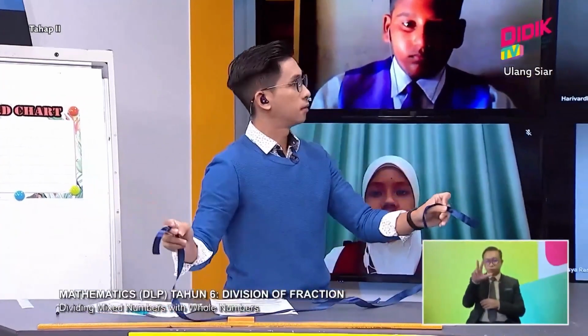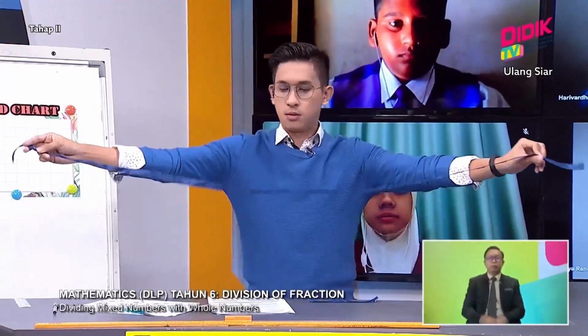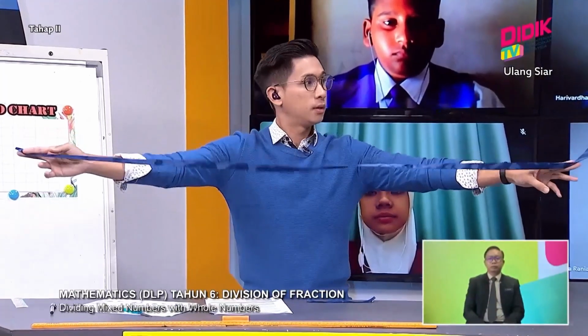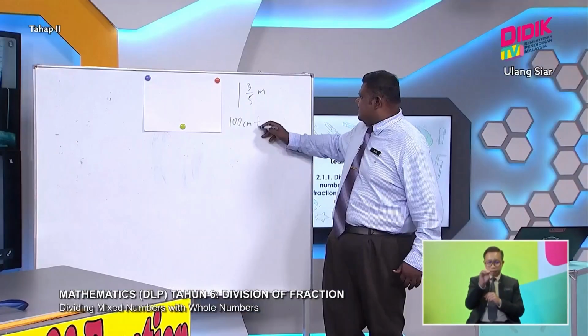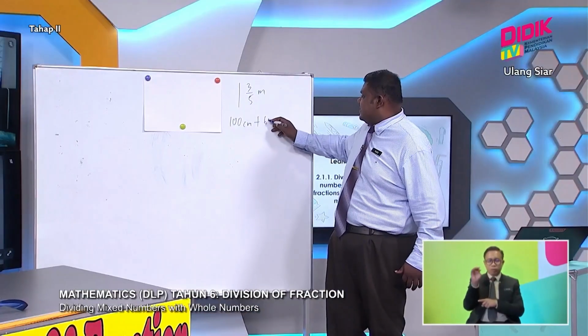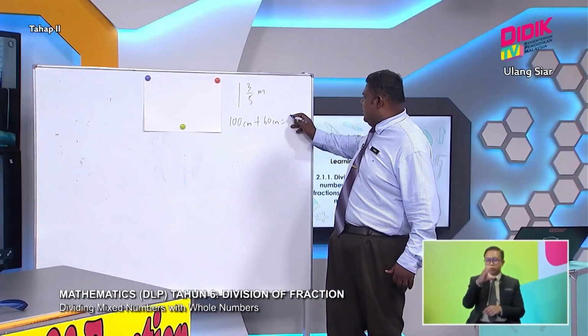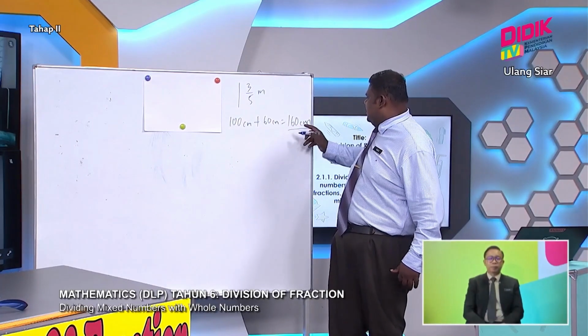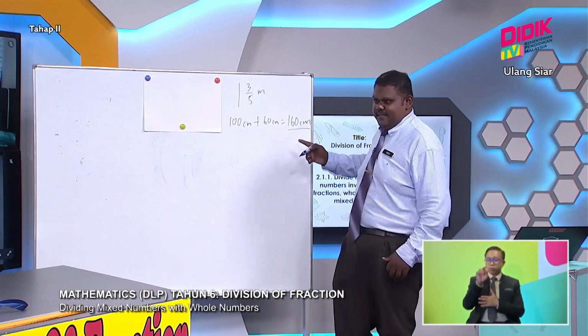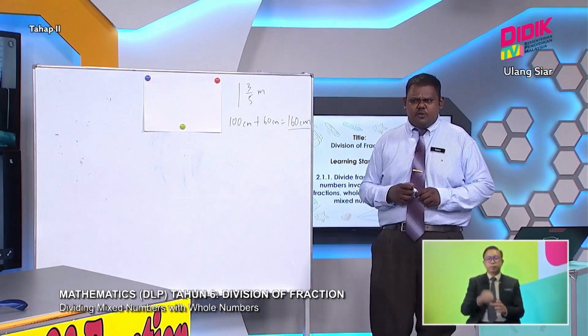1 and 3 over 5 meter. So it's in meter. If I convert it to centimeter, 1 meter is 100 centimeter, plus 3 over 5 meter is 60 centimeter. So it's equivalent to 160 centimeter. This is in the unit of centimeter.